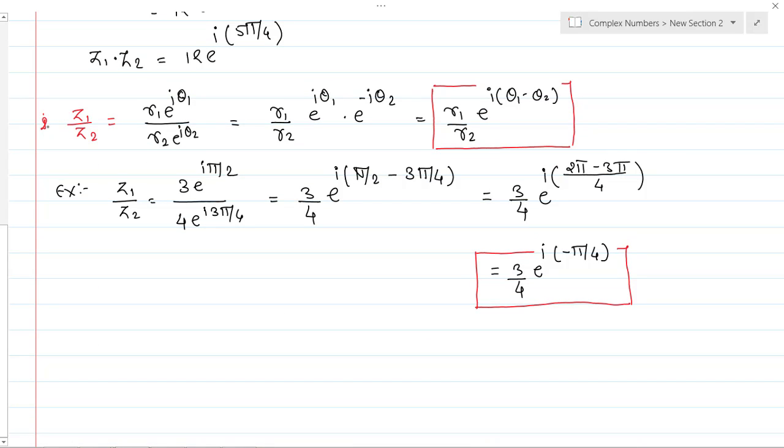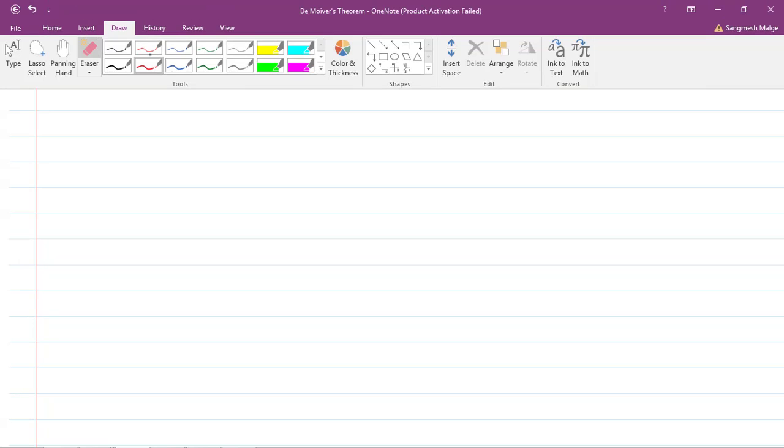Now the most important part of this theorem is what? See here, using De Moivre's theorem, the third one is, suppose z is equal to x plus iy, and in the polar form, how can you represent this? r (cos theta plus i sin theta). And in the exponential form, how can you represent it? r e raised to i theta.